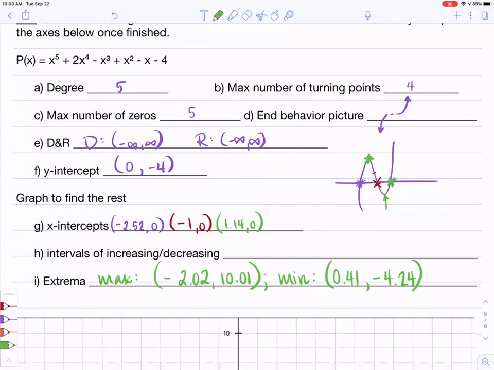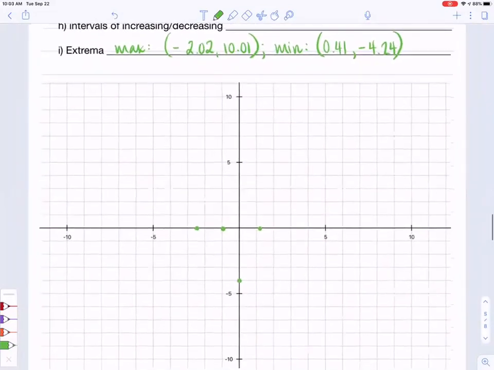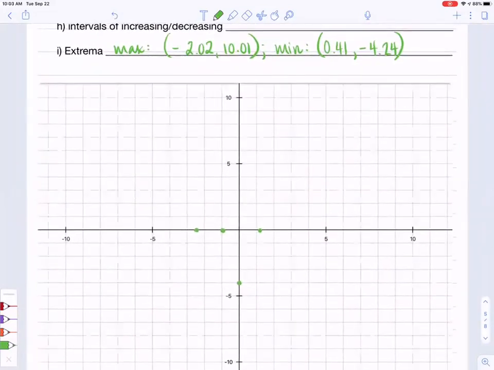All right, so that's 2 more points and then I can go put on my graph. So going to my graph, let's see, I'm gonna change colors on this, negative 2, 10, basically. Really close to that. And then 0.41, negative 4 plus a little more. Okay, so now let's take the points that we have on the graph, let's take the overall shape that's in our screen, and let's just connect the dots.